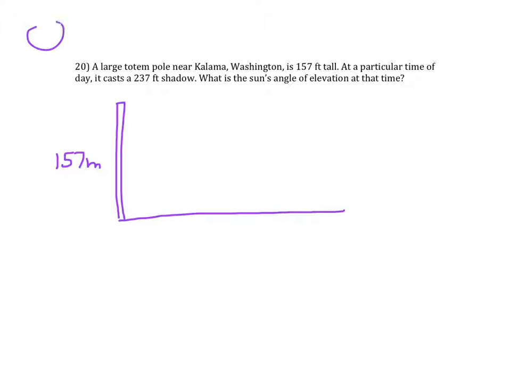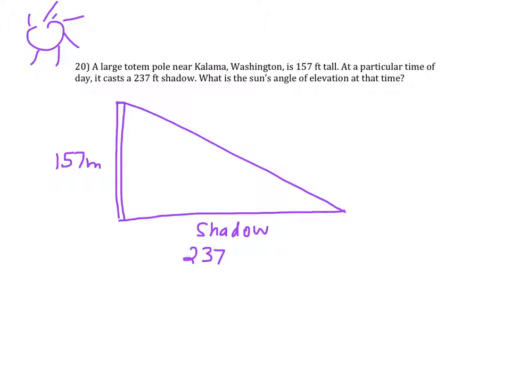So the sun would be shining up here somewhere, hitting that totem pole, and then its shadow would be along the ground. And since a shadow is on the ground, that's how we can measure it. So we know for sure how long it is, 237 feet. And this is 157 feet. I wrote meters. Okay, it says what is the sun's angle of elevation at that time? So assume that the totem pole is perpendicular to the ground.